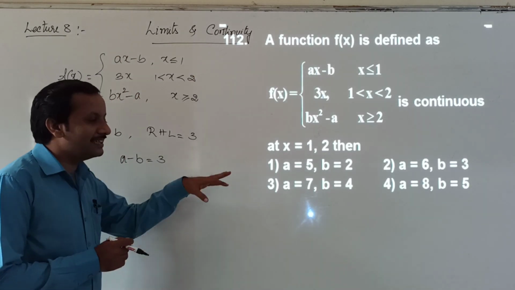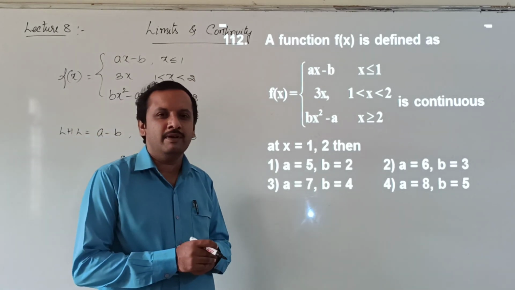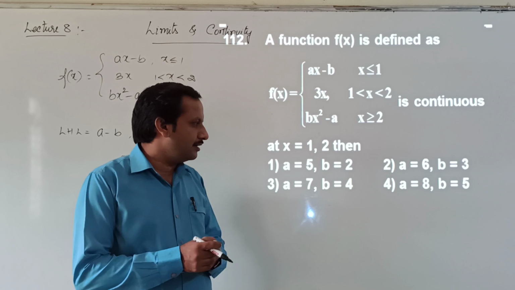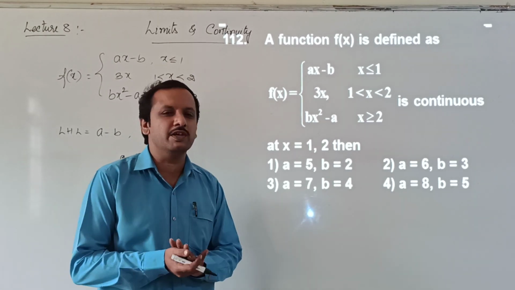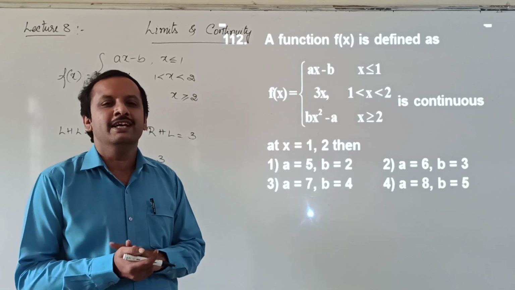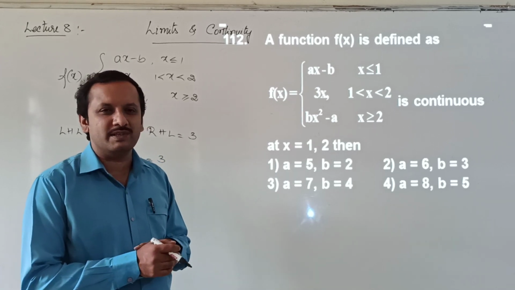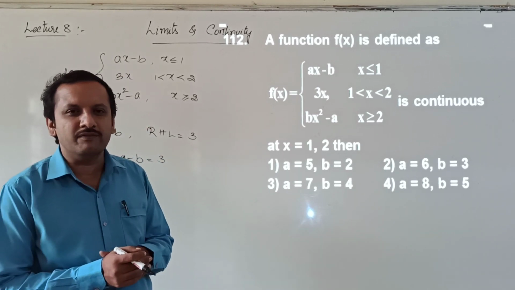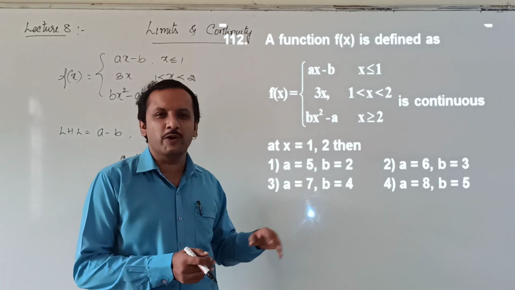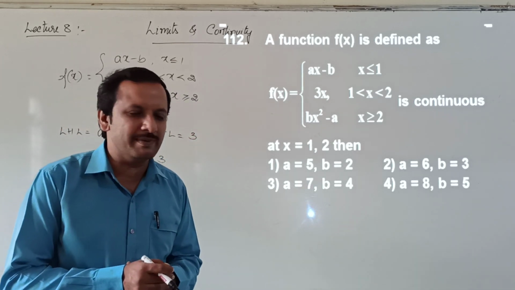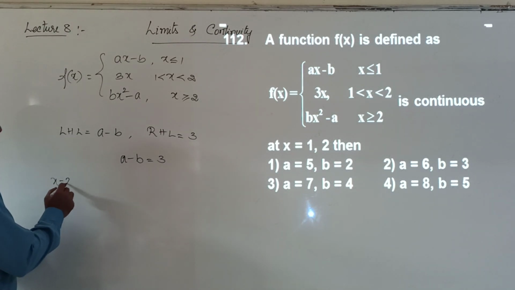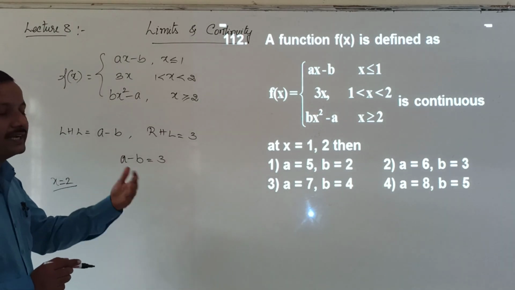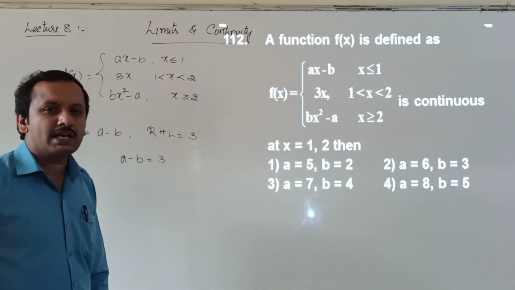See why I am saying this, because in our exam you may get a question where among the 4 options only one option is giving you that a minus b is equal to 3, then you can directly write that as the answer. But here we are unfortunate that all the 4 options are giving us a minus b is equal to 3. So therefore I will consider continuity at x equal to 2. They have given that at 2 also it is continuous.